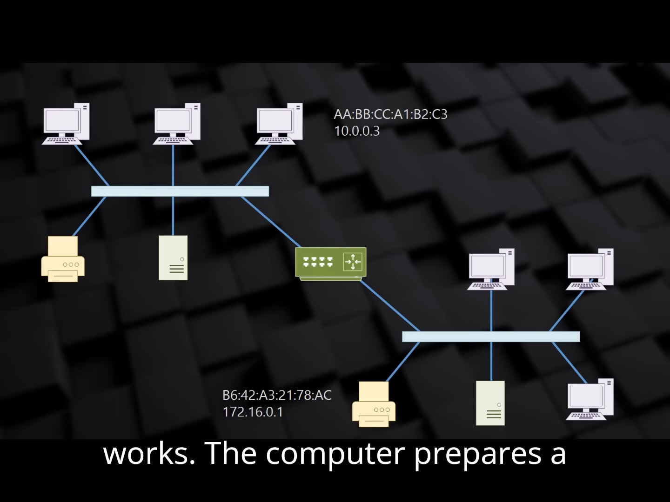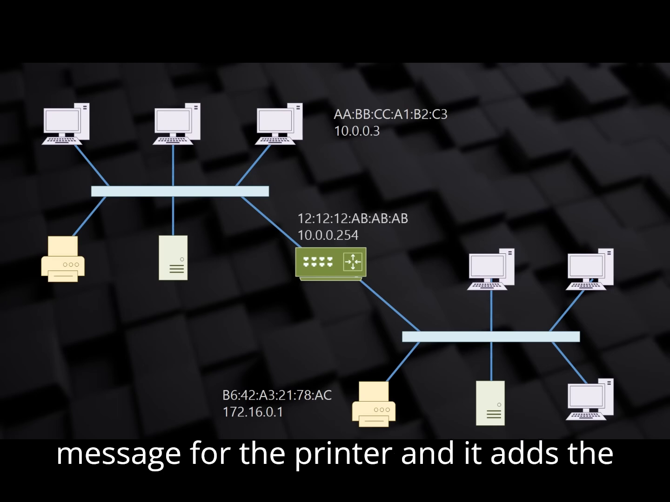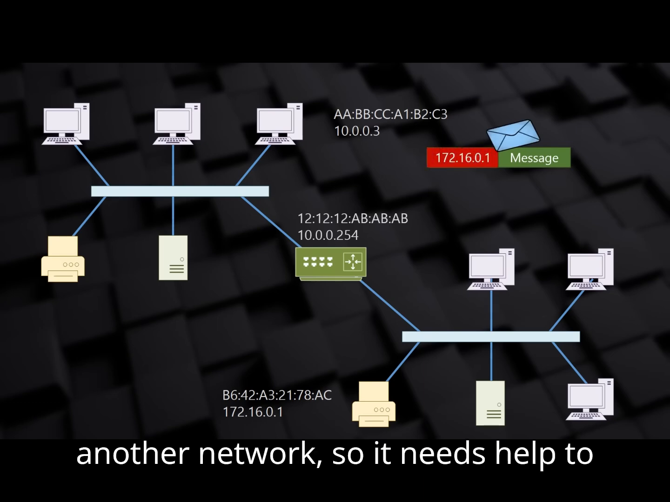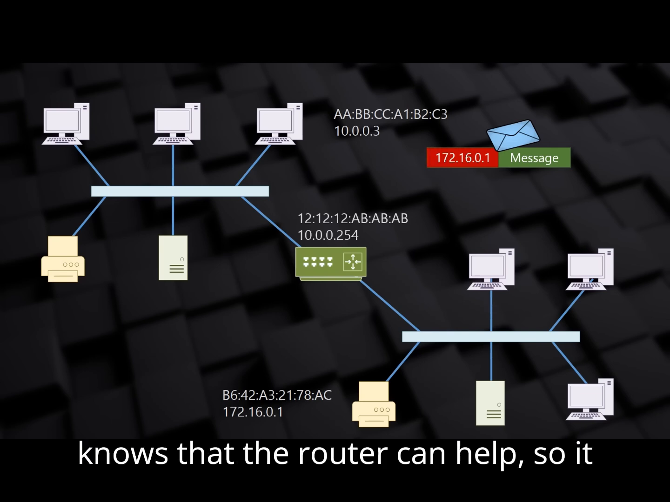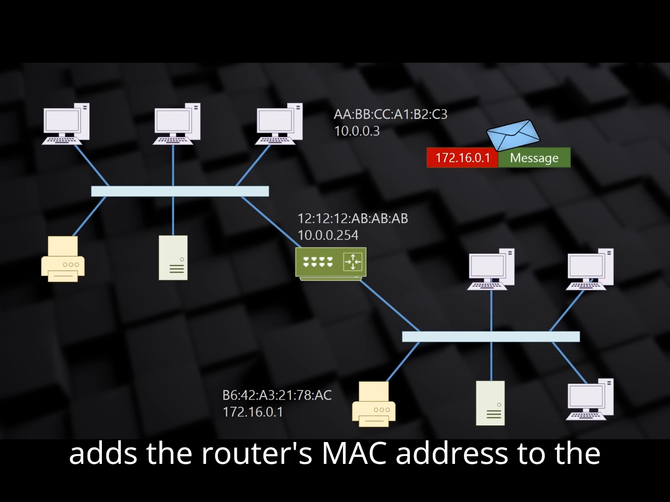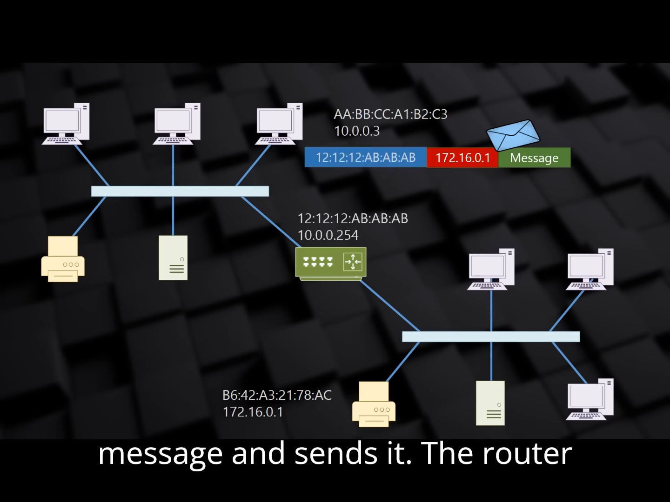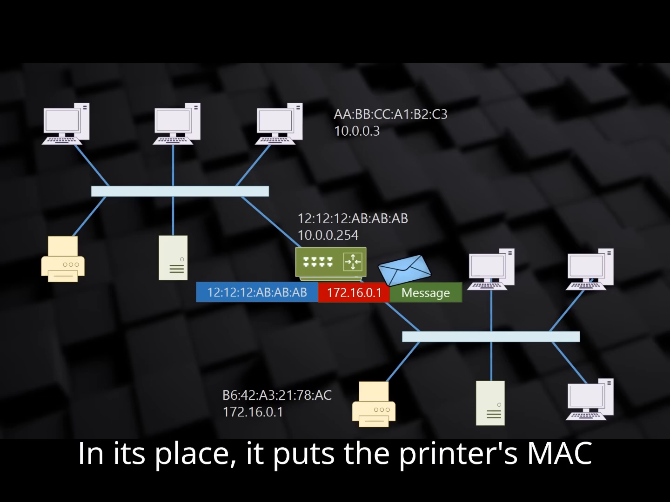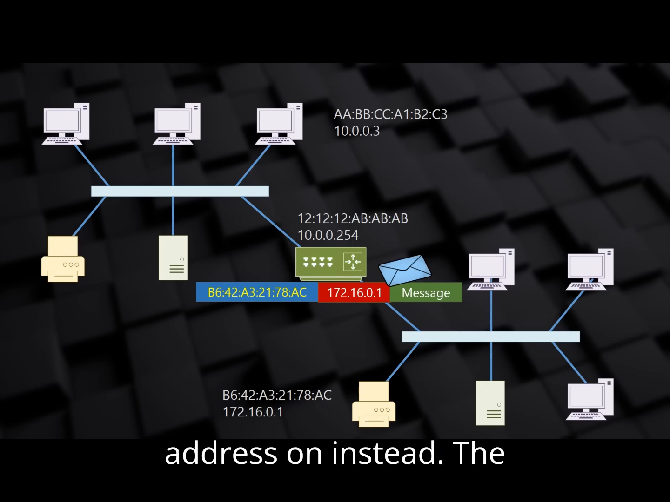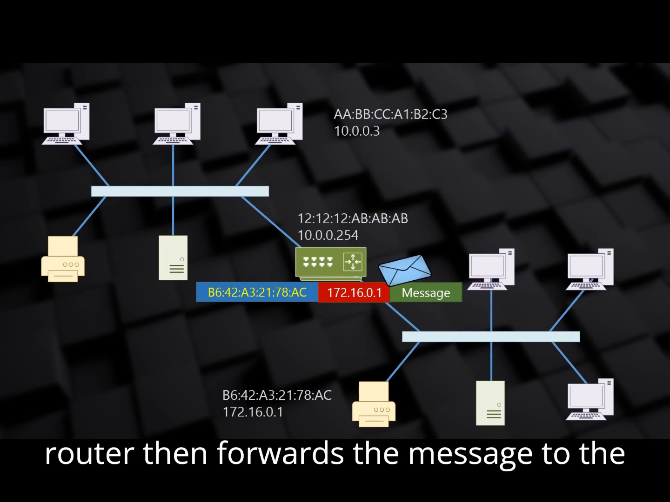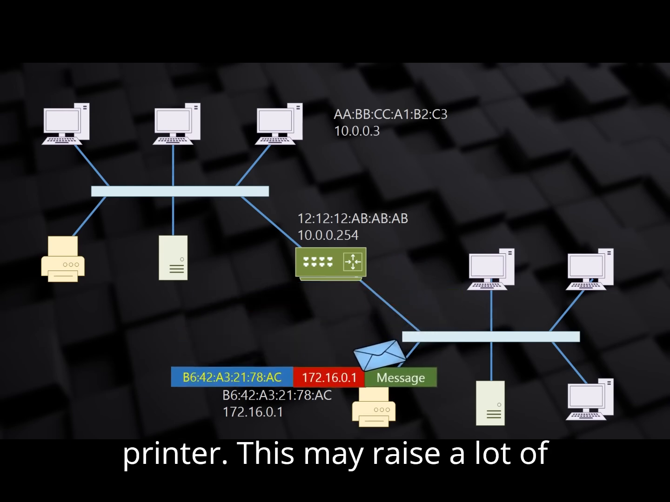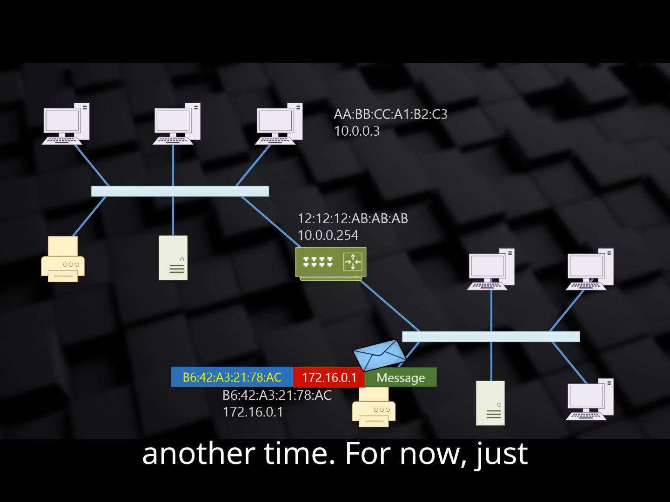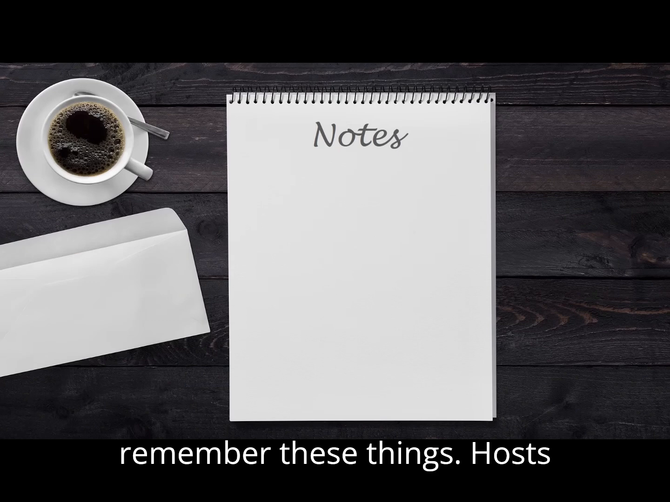Let's see how this works. The computer prepares a message for the printer, and it adds the printer's IP address. The printer is on another network, so it needs help to deliver the message. The computer knows that the router can help, so it adds the router's MAC address to the message and sends it. The router receives the message and strips its own MAC address off the message. In its place, it puts the printer's MAC address on instead. The router then forwards the message to the printer. This may raise a lot of questions for you, but don't worry, we'll look at how this works in more detail another time.